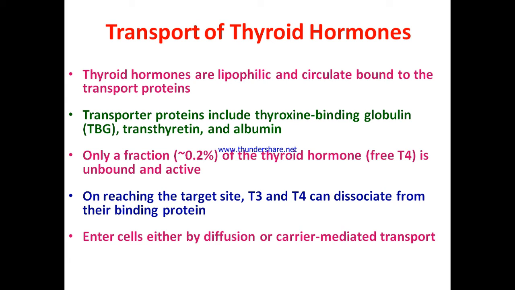Thyroid hormones are lipophilic, lipid soluble, and circulate bound to transport proteins. Being lipid soluble, they are not soluble in the blood or cytoplasm. As a result, they are bound to proteins, and they are transported as lipoprotein across the body.